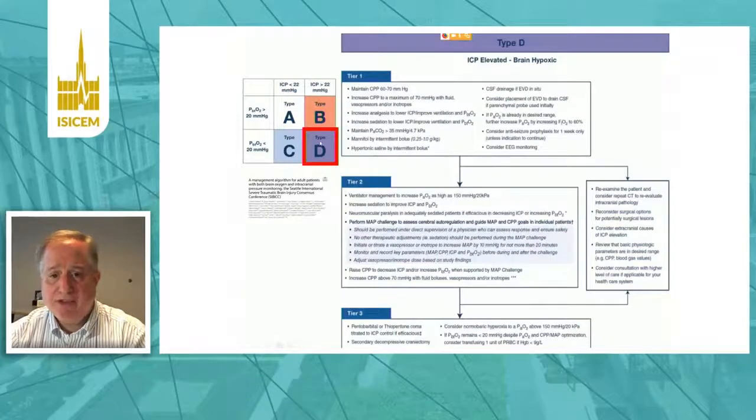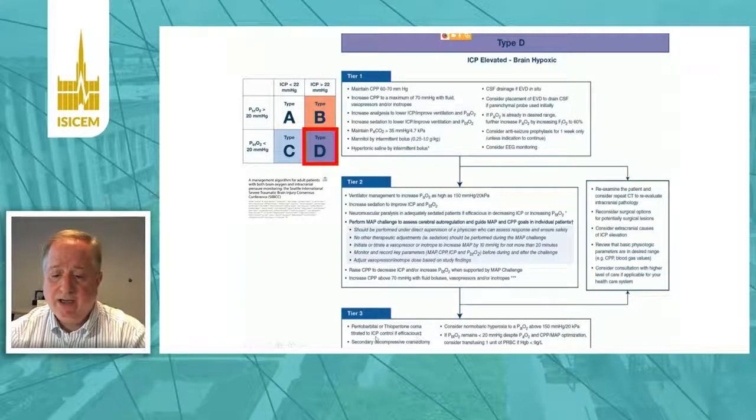Type D is perhaps the most challenging, in which we have high ICP and low brain tissue oxygen. Now it gets more complex because you're trying to control both problems at the same time. And here, again, we're trying to maybe allow CO2 to be higher, maybe using intermittent mannitol or hypertonic saline, allowing the brain tissue oxygen to be higher, increasing sedation, neuromuscular paralysis, perhaps raising CPP. But again, always with an eye toward both controlling intracranial pressure and brain oxygenation.